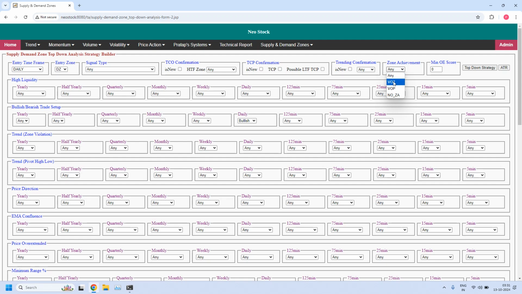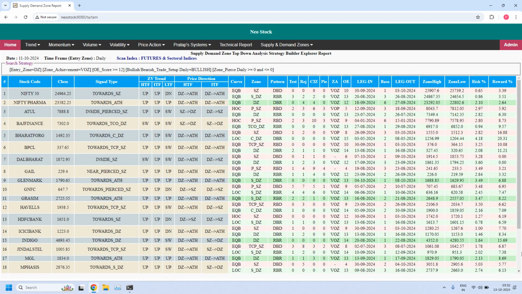And zone achievement, violated opposing zone. Minimum odd enhancer score 12. For a bullish or bearish trade setup, minimum odd enhancer score should always be 12. And all the three filters, pierced count, violated opposing zone, zone achievement, and odd enhancer score, are applied to the daily demand zone. Now with these filters, let's generate the report.